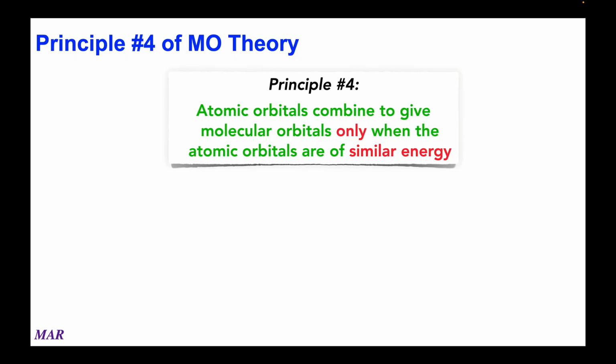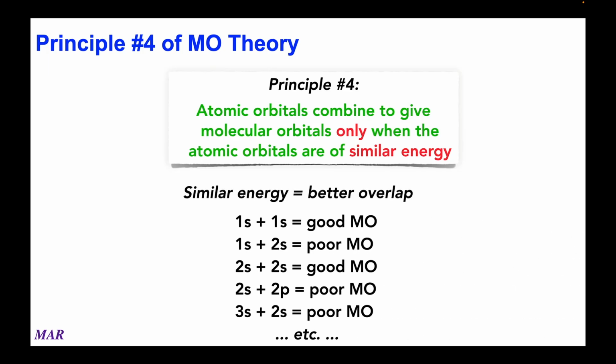The fourth principle of molecular orbital theory states that atomic orbitals will combine to give molecular orbitals only when the atomic orbitals are of similar energy. And this principle is why we're not talking about things past neon, by the way. But anyway, here are some ideas. If you have 1s and 1s atomic orbitals coming together, that's going to give you a great molecular orbital. But a 1s atomic and a 2s atomic orbital are not going to give you very good molecular orbitals because they're so far apart from each other. They don't mix very well.